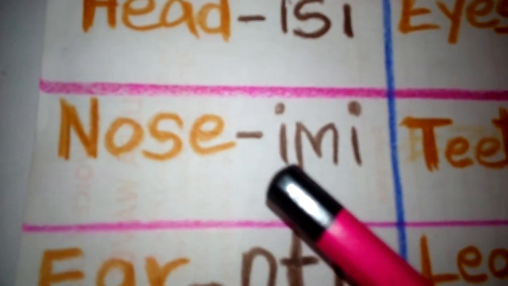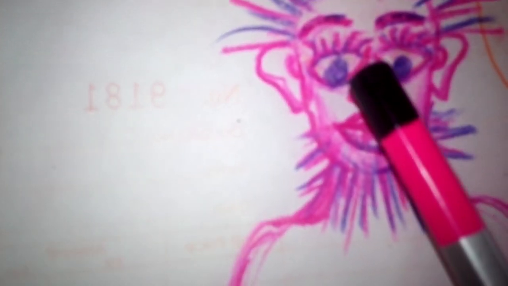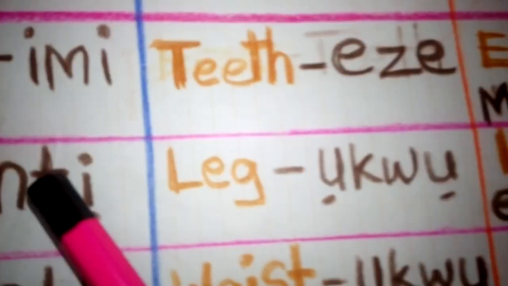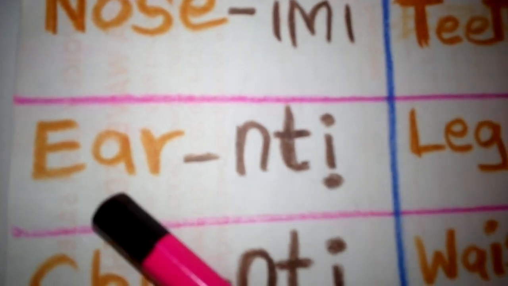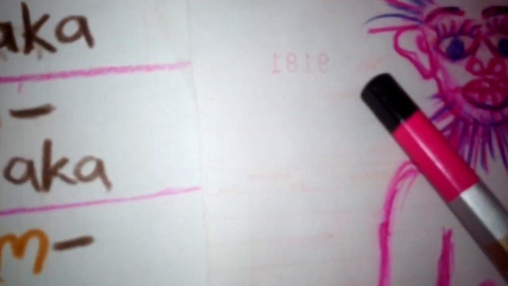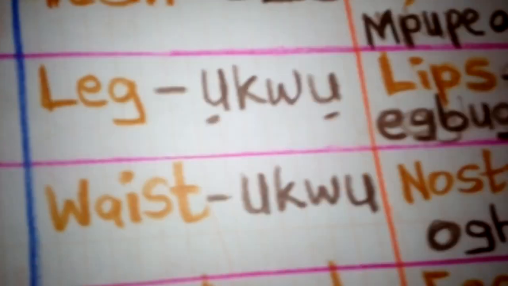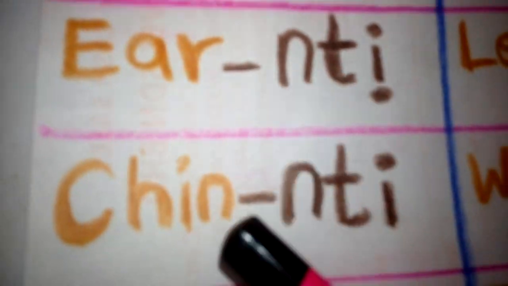Nose, imi. Nose is this part of the body that's on the head. The triangle here is what we know as a nose, imi. Ear, nti. Nti is where you put your earring. This part of the body where you put your earring is known as nti, that is ear.